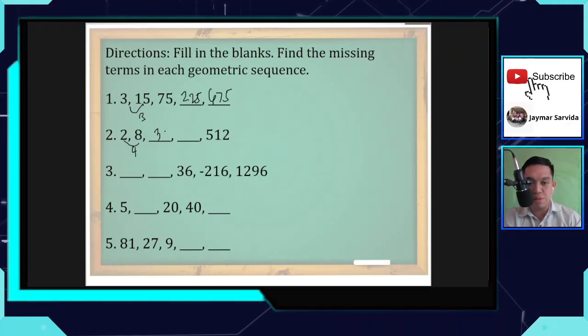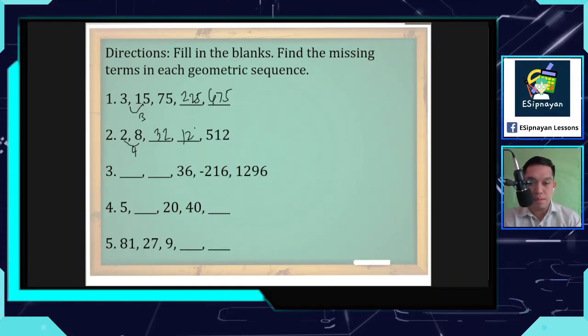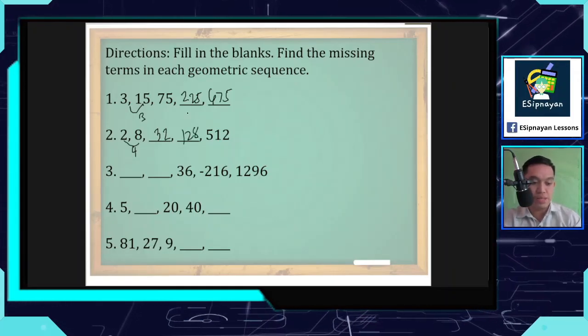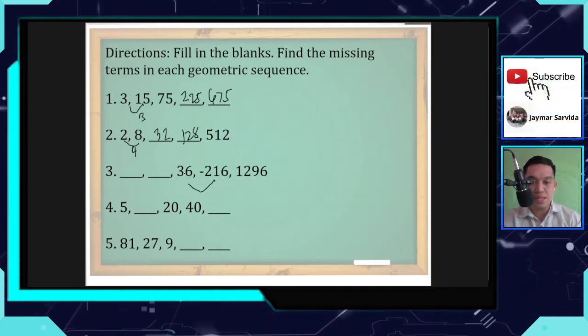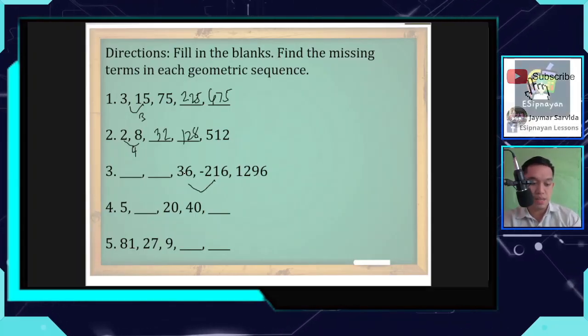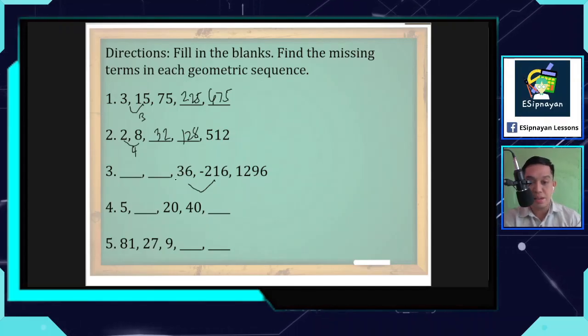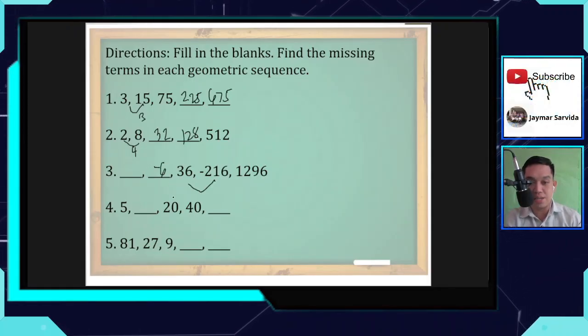Then, dito naman, 8 divided by 2 is 4. So, 8 times 4 is 32. Then, 32 times 4 is 128. Then, 128 times 4 is 512. Ayan. Then, dito naman next. Negative 216 divided by 36. That is negative 6, right? Okay, negative 6. So, 36 divided by negative 6 is negative 6. And then negative 6 divided by negative 6 is positive 1.